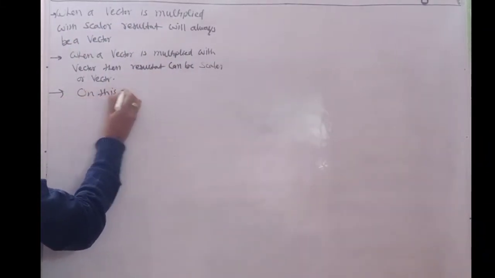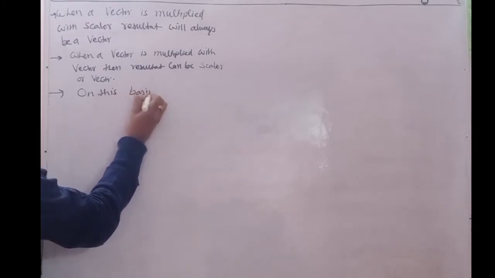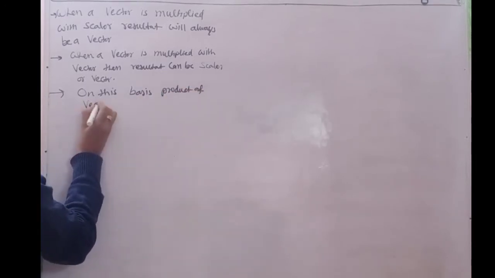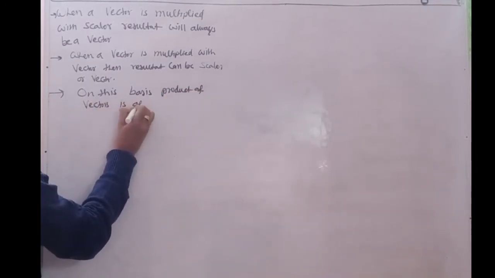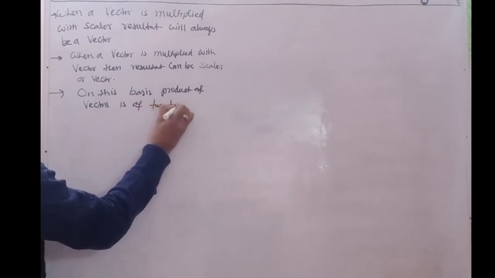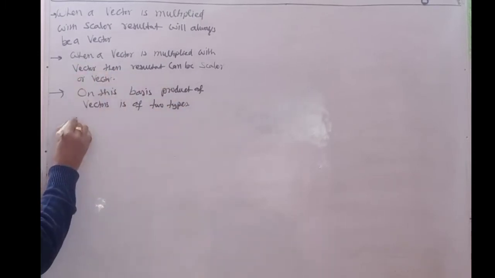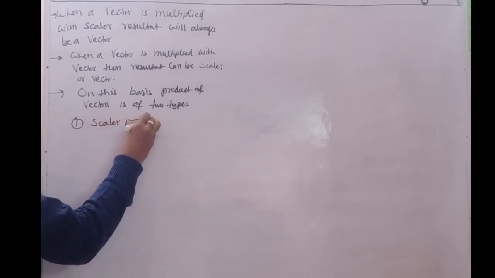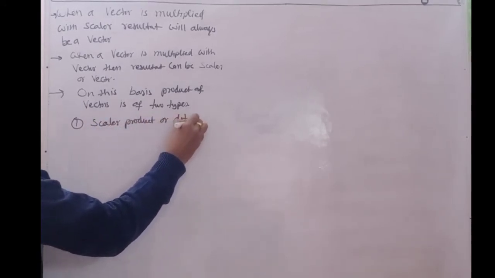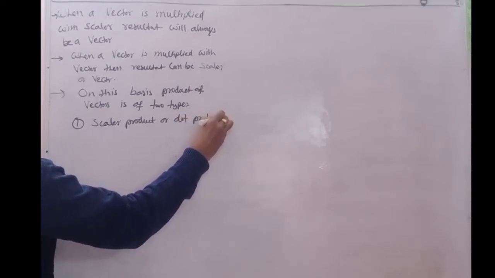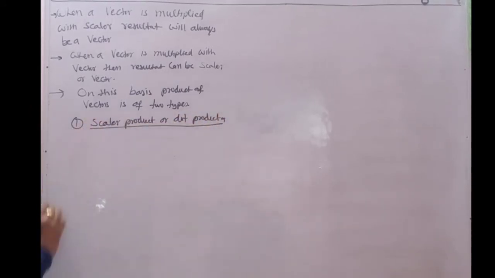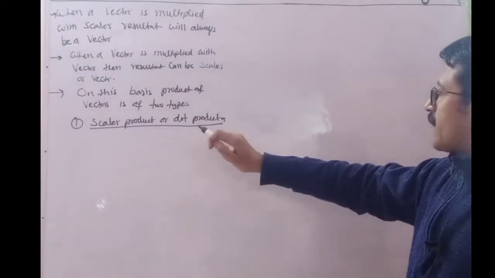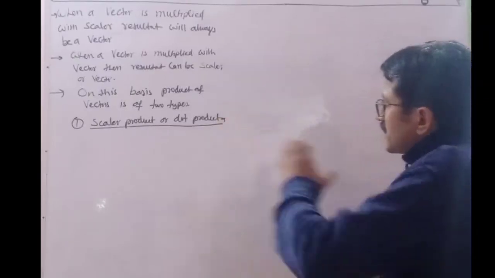On this basis, the product of vectors is of two types. First, scalar product or dot product. Second, vector product or cross product, that we shall discuss later on. First is the scalar product or dot product. Let us discuss that.